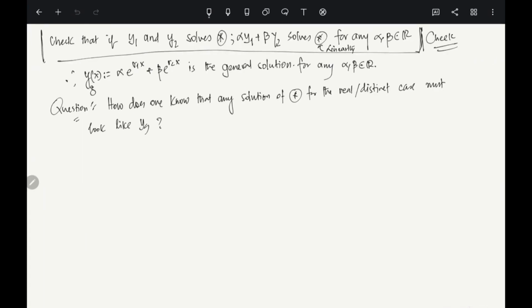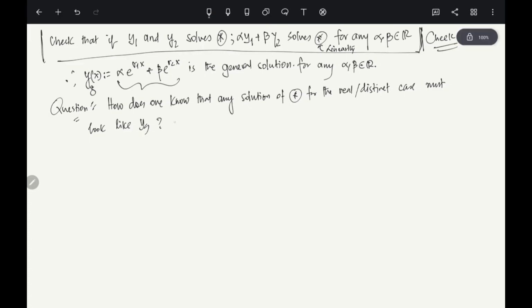this: all possible solutions are contained in this family. Okay, so what is the family? If you are varying alpha, beta, so let's say alpha equals 0, you have beta times e^(r2 x). Alpha equals 1 and beta equals 0, you get e^(r1 x). You do realize all possible combinations are the linear combinations. So basically it says that all possible solutions will look like this. Okay, so what is the guarantee?